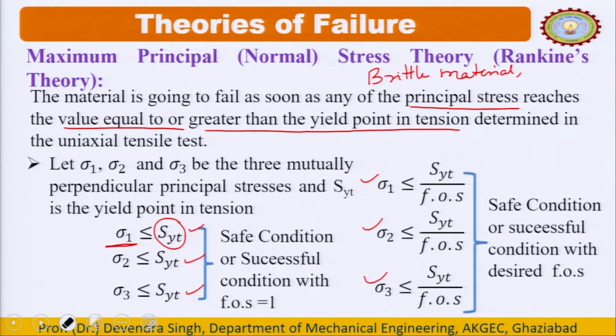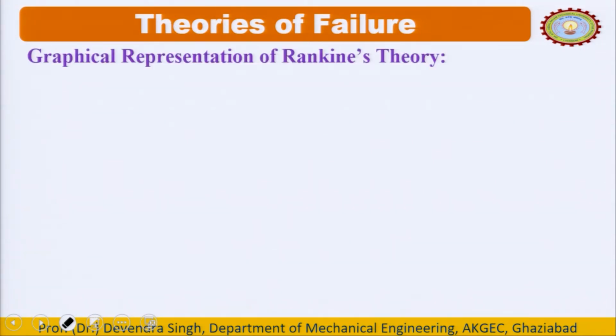So, as per principal stress theory or Rankine's theory, now the graphical representation. So, sigma 1, sigma 2, sigma 3 should be less than or equal to S_yt, and plus sign means tensile nature of loading, and negative is compressive.